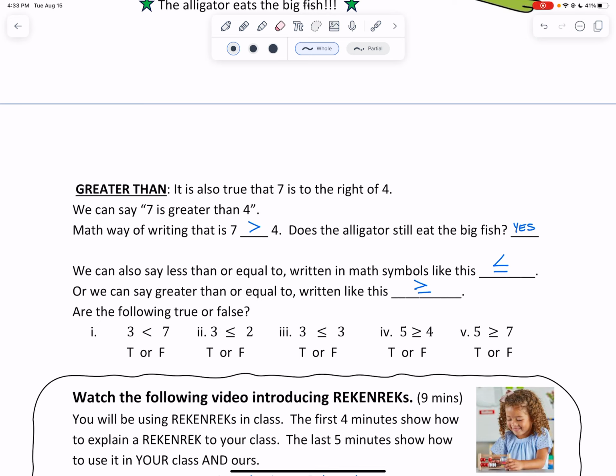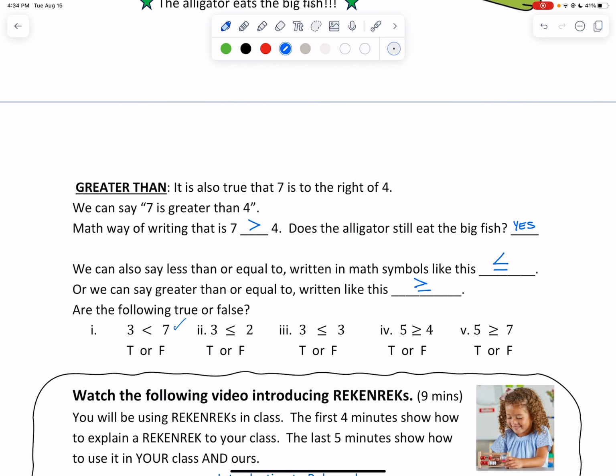So let's see if these are true or false down here. So 3 is the alligator eating the big fish. 3 is greater than 7. Yep, the alligator's eating the 7, so that is a true statement. Here, 3 is less than or equal to 2. Is the alligator pointing to the biggest one? Nope. The biggest one is the 3, and it's pointing to the 2. So this is a false statement.